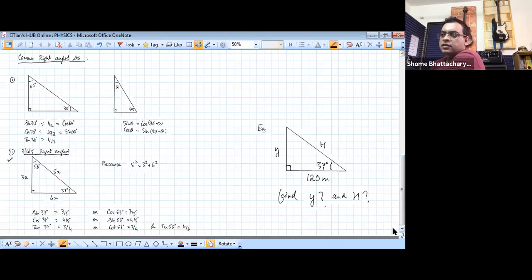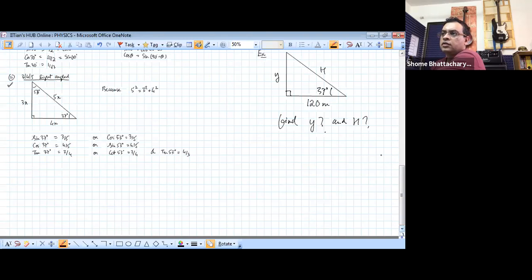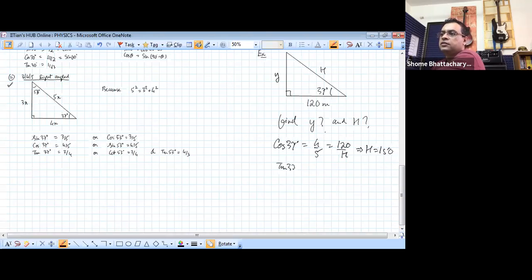So here you can just see that if you calculate cos 37 degrees, from here you pick up the value, it is 4 by 5, and that in this particular triangle should be the ratio of this. You can see that the hypotenuse will become 150. And if you just calculate tan 37, from there you know that it is supposed to be 3 by 4, but here it is that unknown value y divided by 120. So that is telling you that y is equal to how much? 90. So that's it. So now you know that y will be 90 meters and h will be 150 meters.